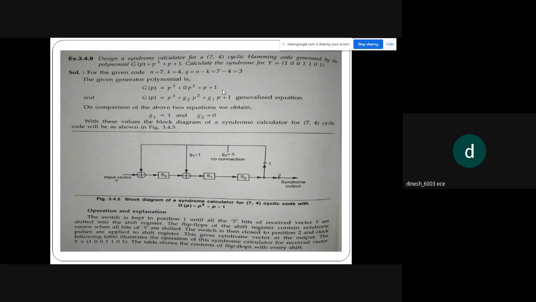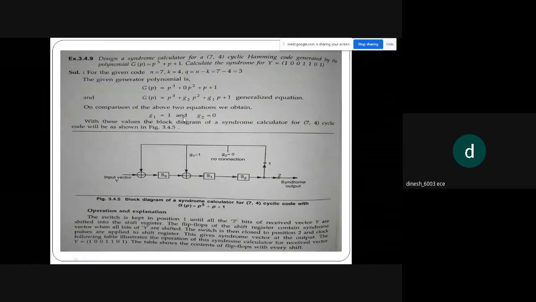p power 3 plus g2 p square plus g1 p plus 1. So on comparing these two, we can get g1 and g2 very easily. So compare g1 with 1 into p, so we get g1 is equal to 1, and g2 with the p power 2, we get g2 is equal to 0.